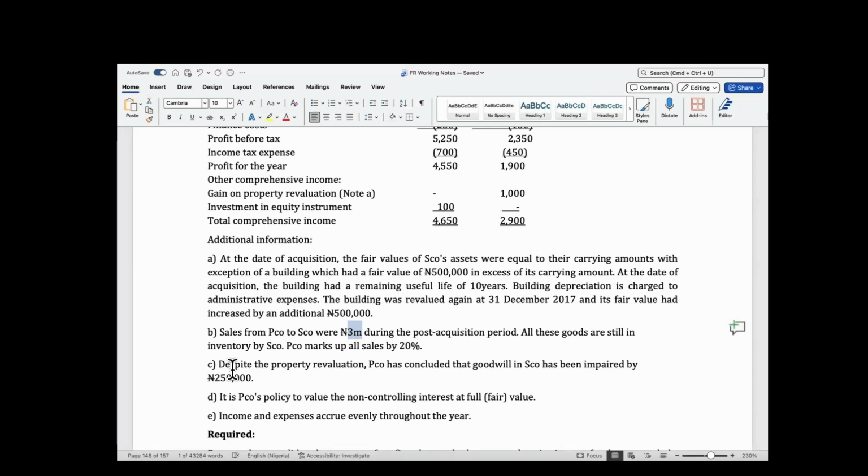Finally, it says, despite the property revaluation, PICO has concluded that goodwill in ESCO has been impaired by 250,000. So despite the property revaluation, there was an impairment of goodwill. So here we need to impair our goodwill. If we are calculating goodwill, we impair it, we remove it from the goodwill, and the other leg will be expensed to P&L. You can add it to admin of the group.